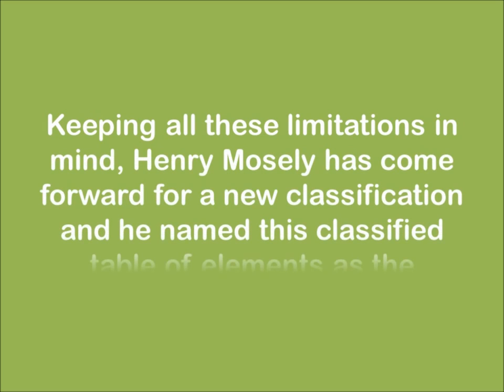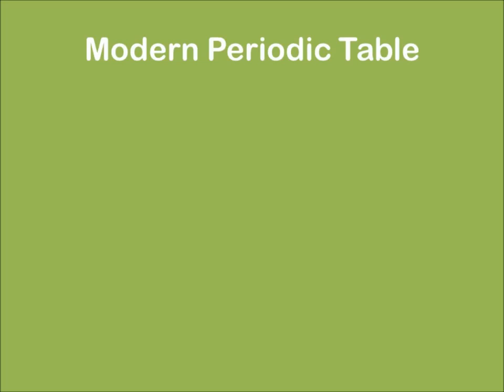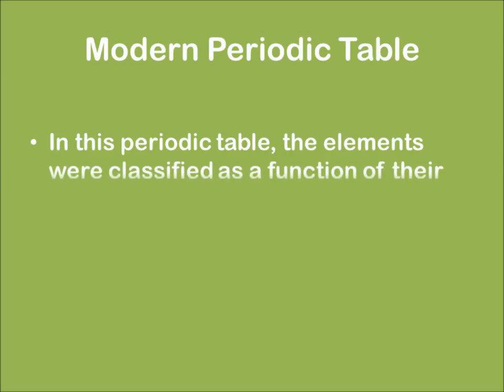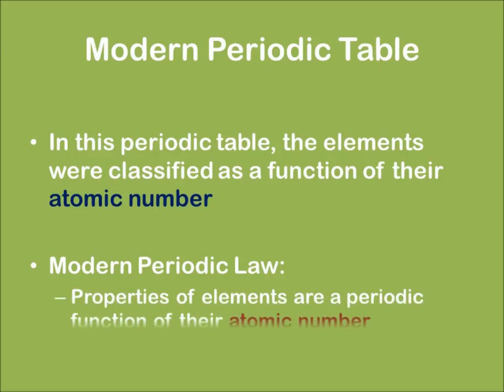Keeping all these limitations in mind, a scientist named Henry Moseley came forward with a new classification, and he named this classified table of elements the modern periodic table. Now let us study this modern periodic table. In this periodic table, the elements were classified as a function of their atomic number. The modern periodic law states that the properties of the elements are a periodic function of their atomic number.